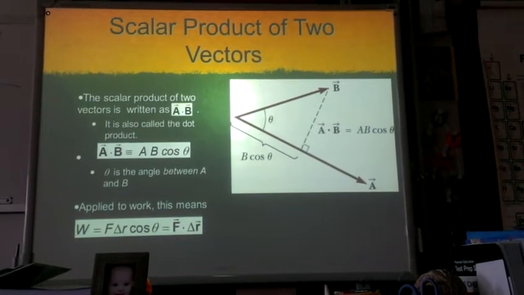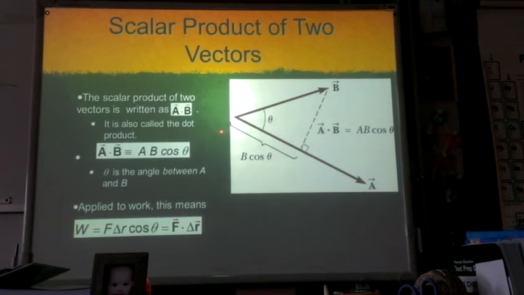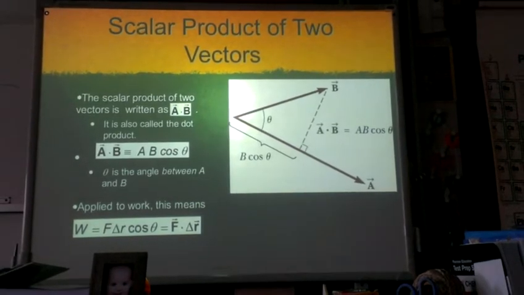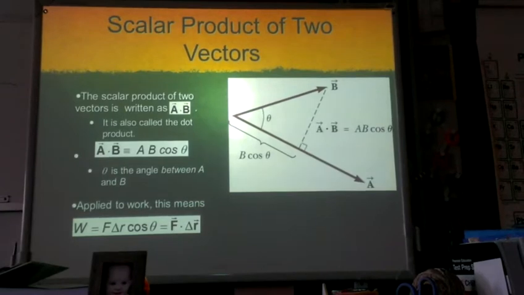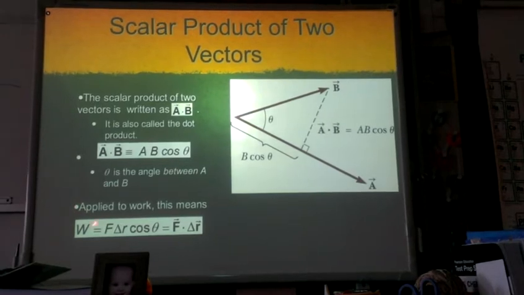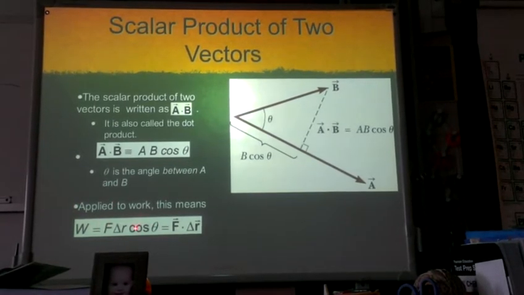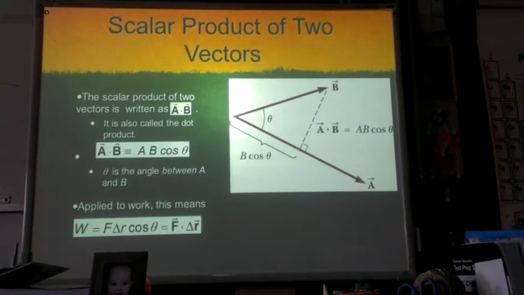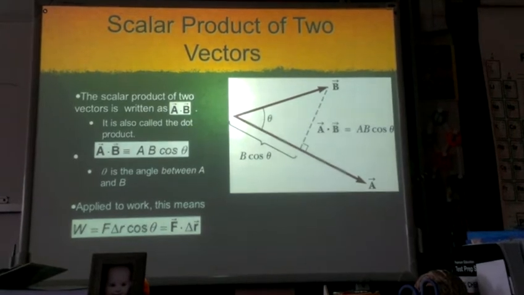So I like to think about the scalar product or the dot product as this B cosine theta being a projection onto A. So when you find A dot B, you're finding A, and then you're also finding a portion of A, because that's just the projection of B cosine theta onto A. Okay, so we use scalar product whenever we're doing work. So instead of writing work is equal to F cosine theta times displacement, I could also just say F dot displacement, or delta R, because they represent displacement as R in your book.